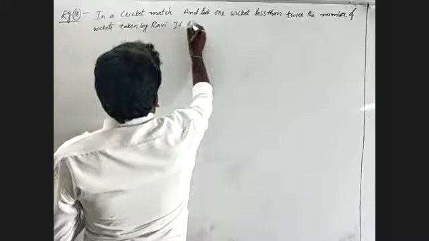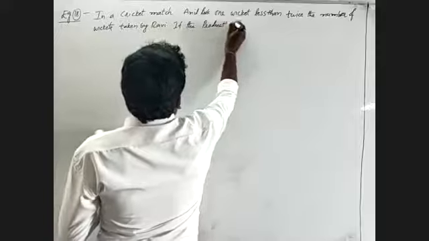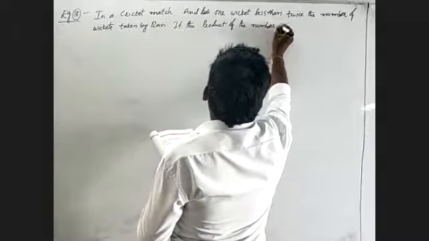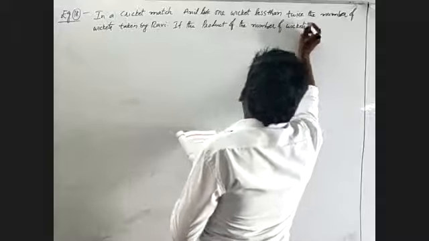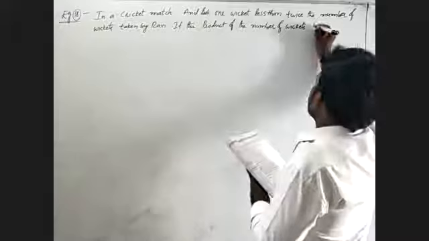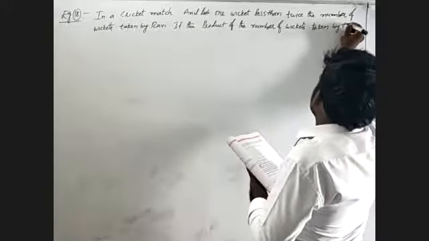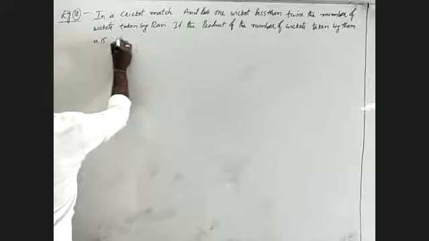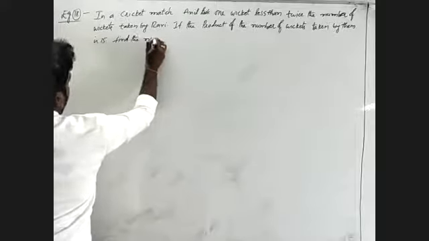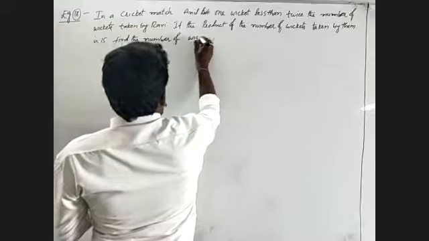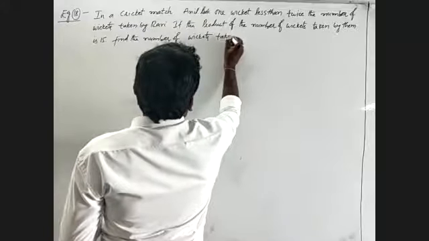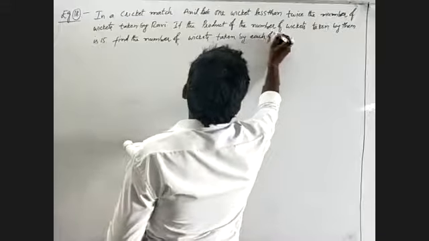Wickets. If the product of the number of wickets taken by them is 15, find the number of wickets taken by each of them.